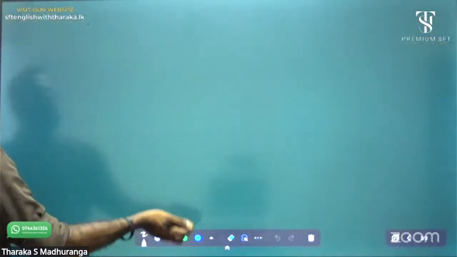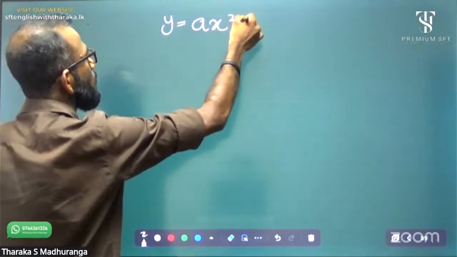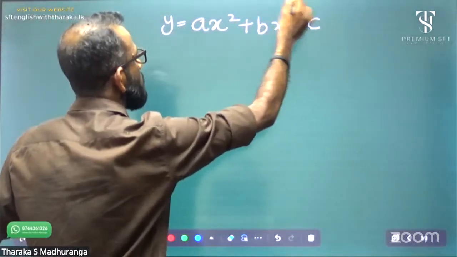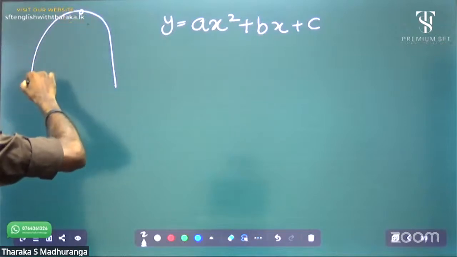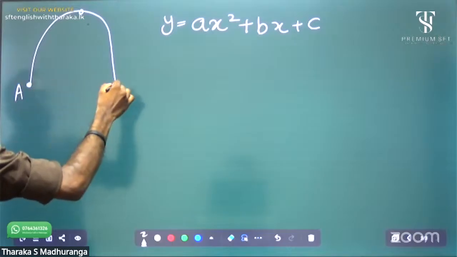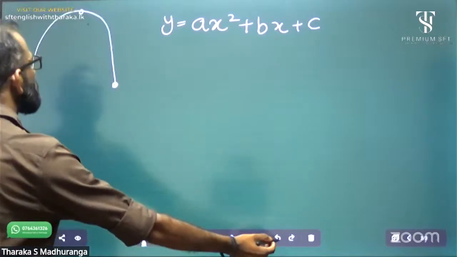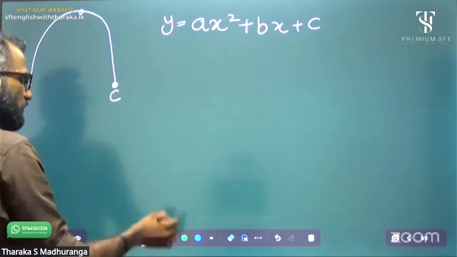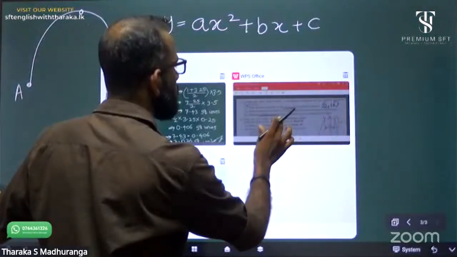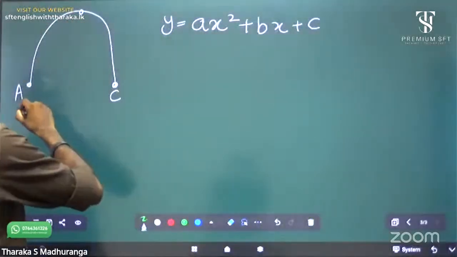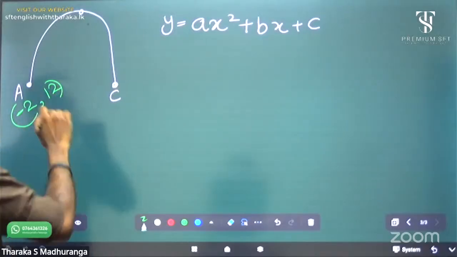Now, our common equation is y equals ax squared plus bx plus c. This is our quadratic function. It has a, b and c, right? The A coordinate given in the figure is minus 2 comma 12. Minus 2 comma 12 is the A coordinate that is given in the figure.